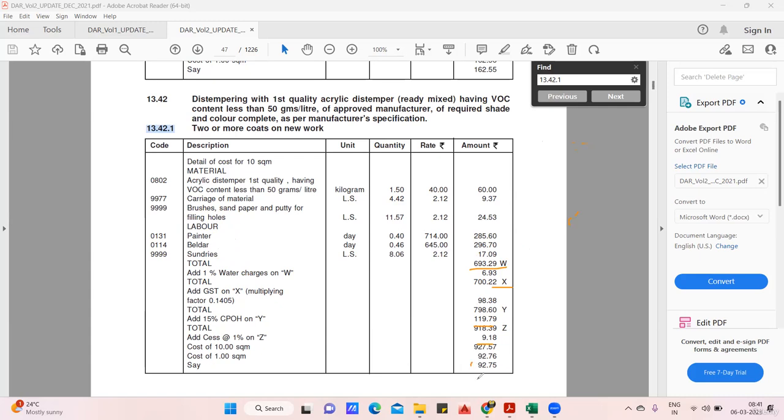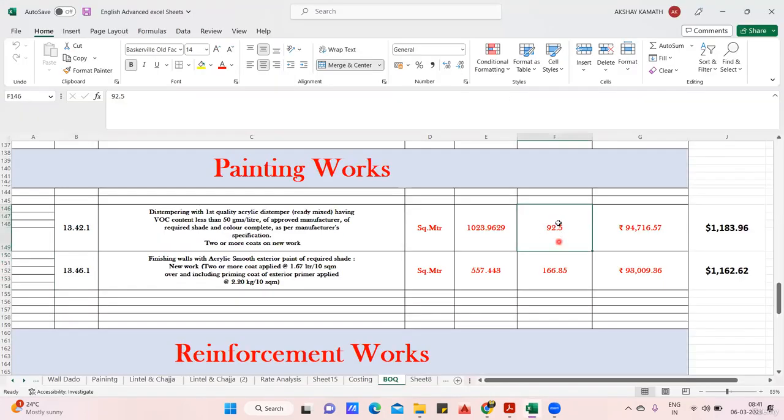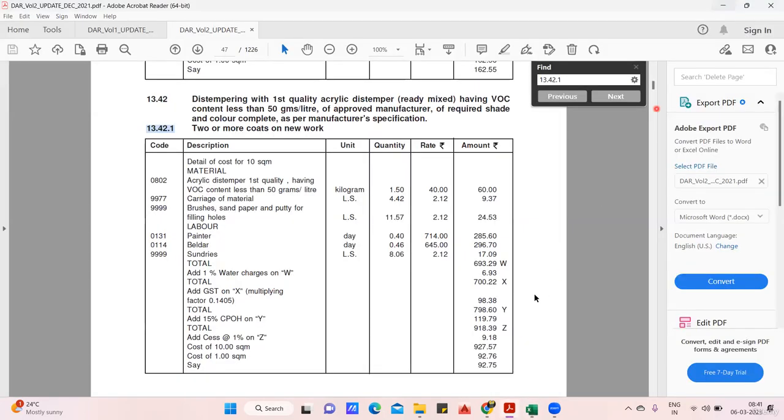So let us say 92.75 rupees is required per square meter of my internal painting. It is okay. That's what we have done in the BOQ. You can see 92.5 is what we had put. So you're getting my point now, from where these answers are coming. Usually internal painting will be a little less. This is internal painting. Next, I'll show with the exterior painting.